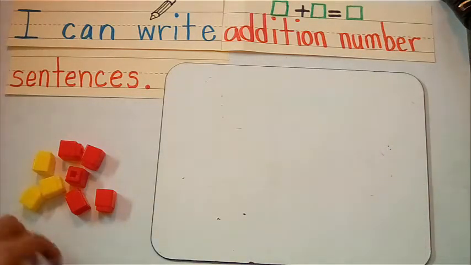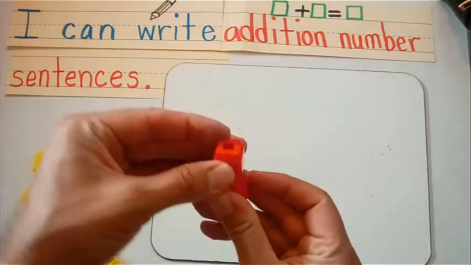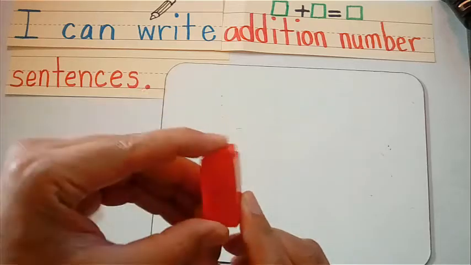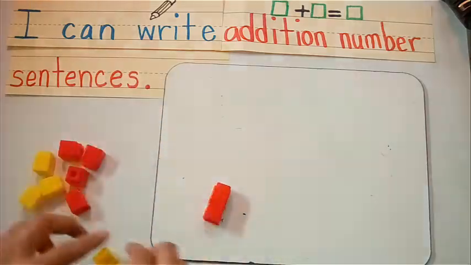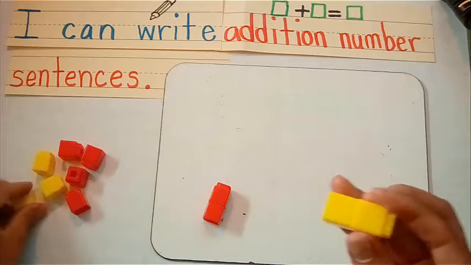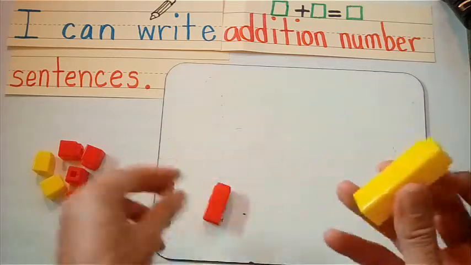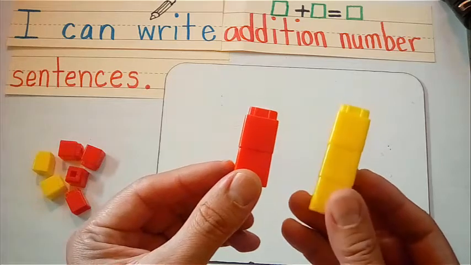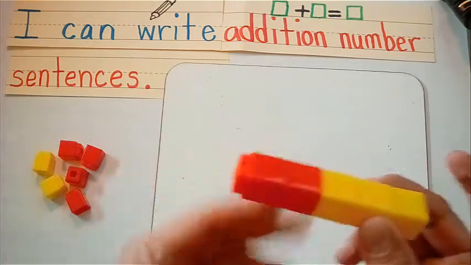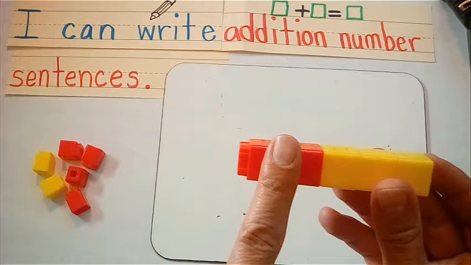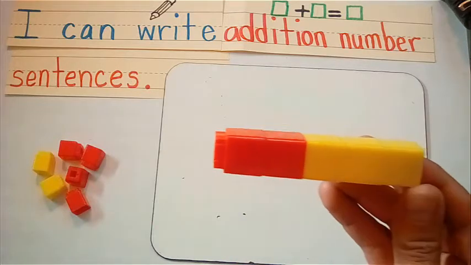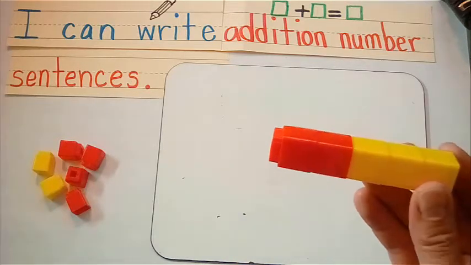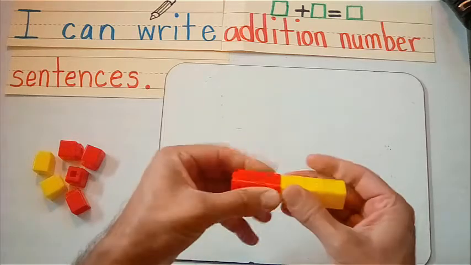What if I have 2 cubes plus 3 cubes? 2 cubes plus 3 cubes equals what? Let's see, 2, 3, 4, 5 equals 5 cubes. Let's write that.